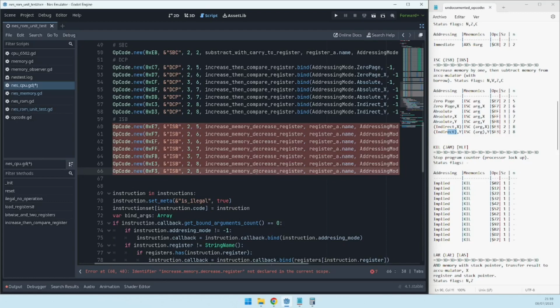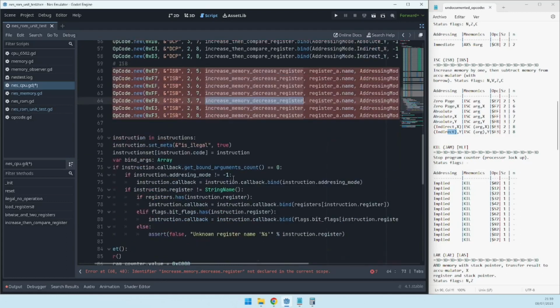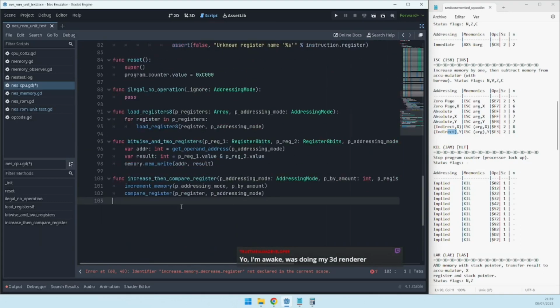And what is still failing? Ah, probably that this function doesn't exist.